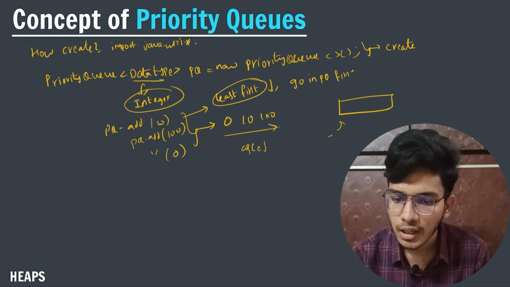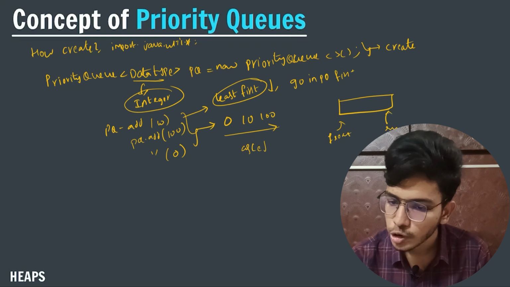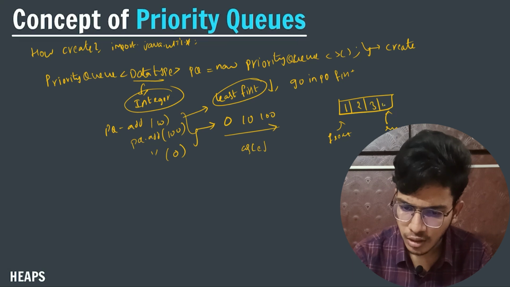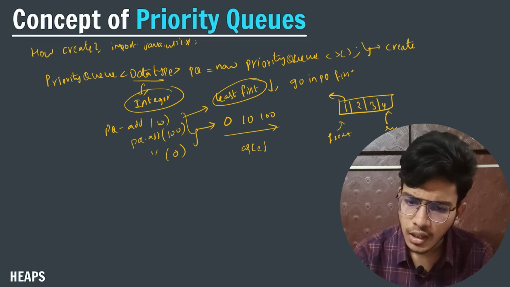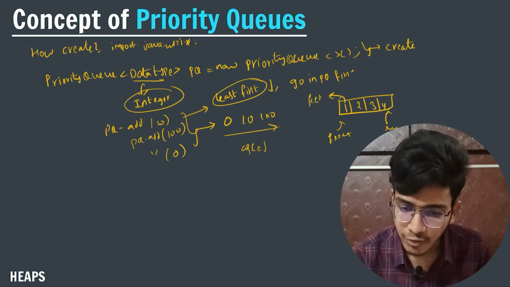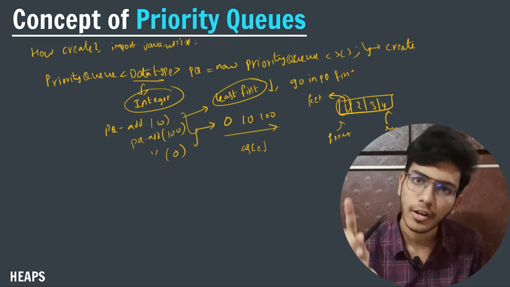In a queue we had a front and a rear value. This is my front and this is my rear. Similarly, we have the same thing here, and if I want to perform operations like peek, the first element is the front element. So if I perform the peek operation, then 1 will get printed here.